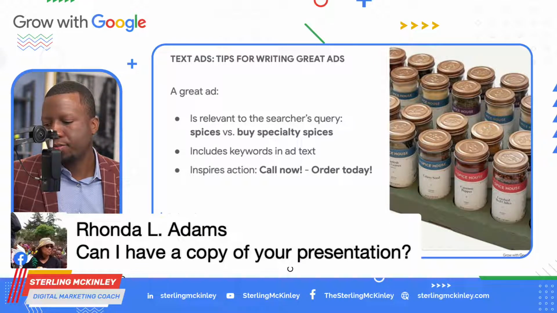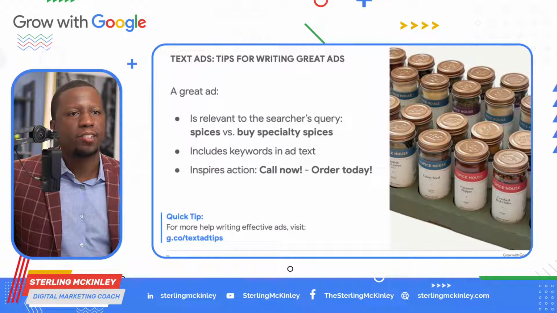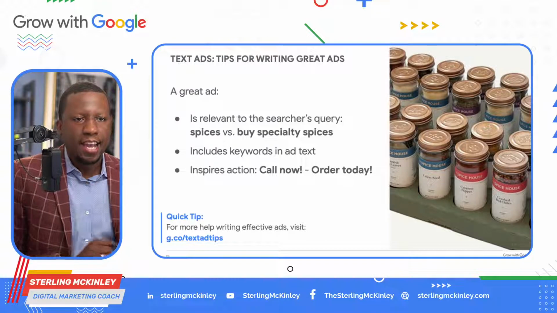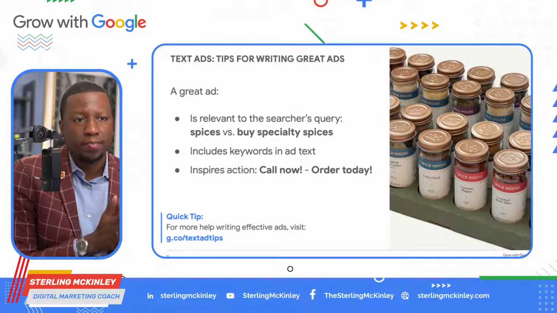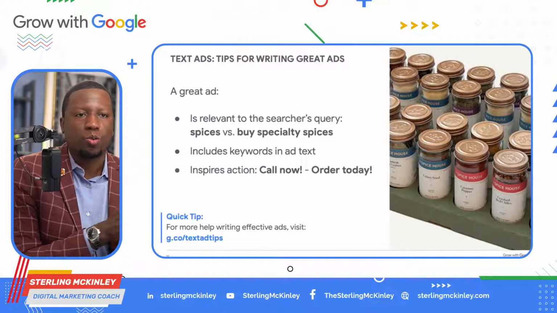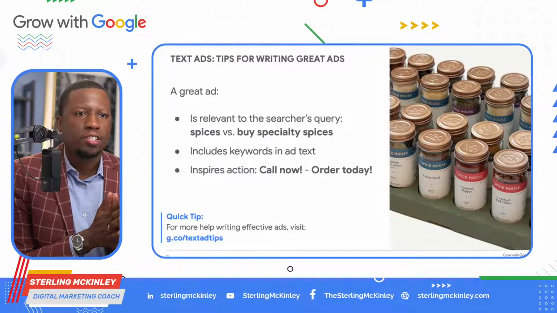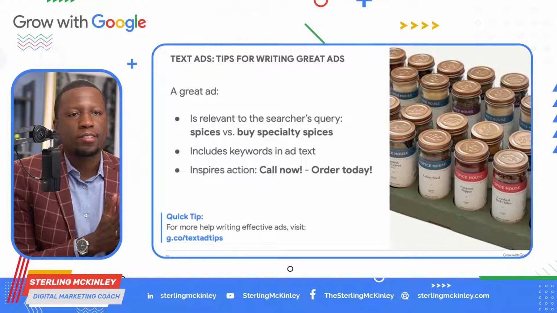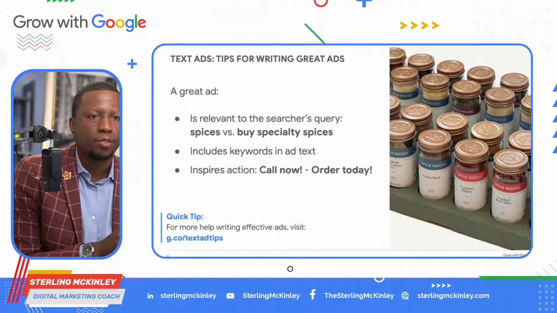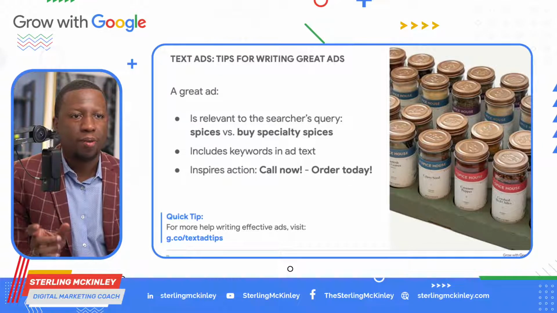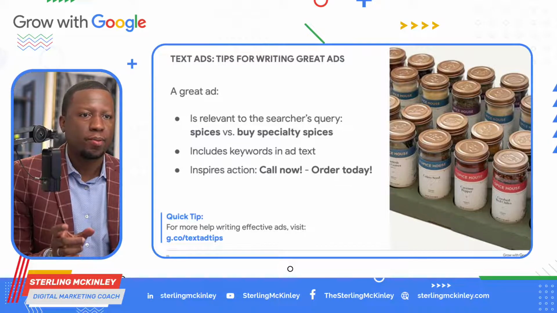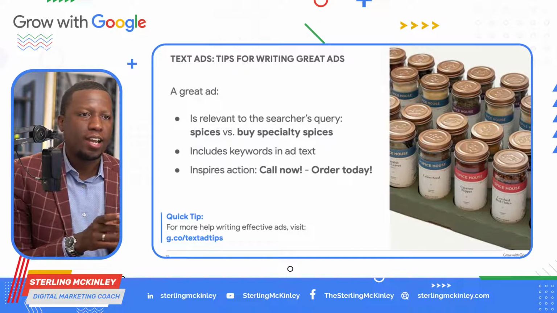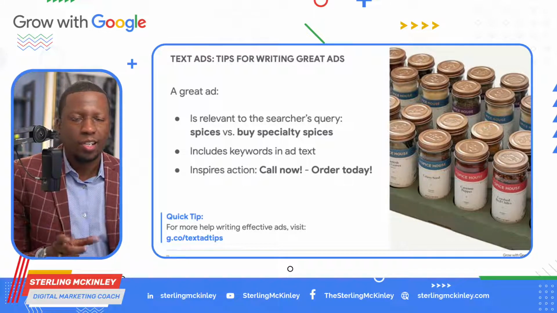Okay, some more tips for writing better ads. Once again, the best ad is the one that is relevant to the searcher's inquiry. Think about what people are shopping for. If you're selling spices, what's better, to have spices or buying specialty spices? And try to create keywords that are included in your ad text.